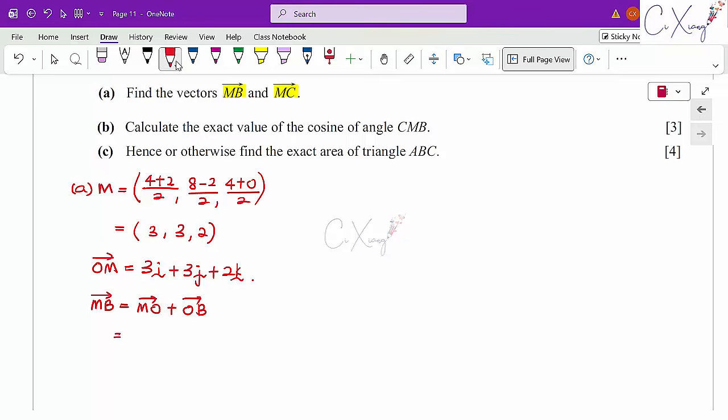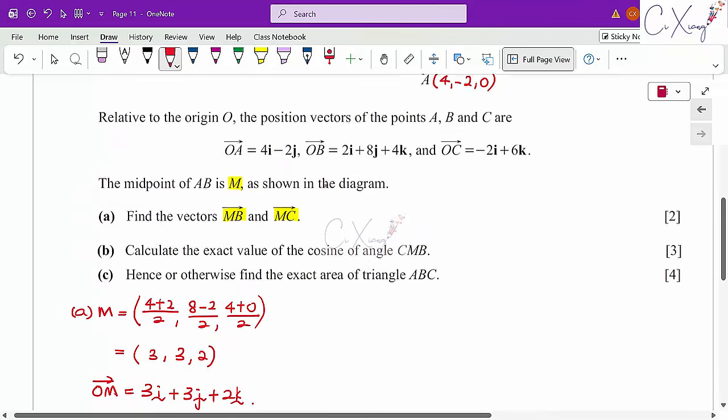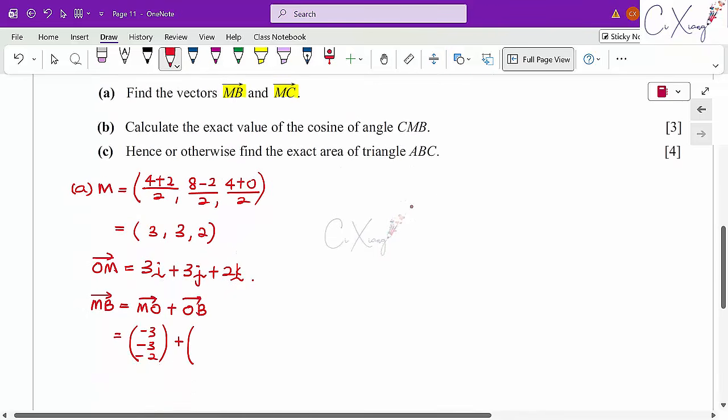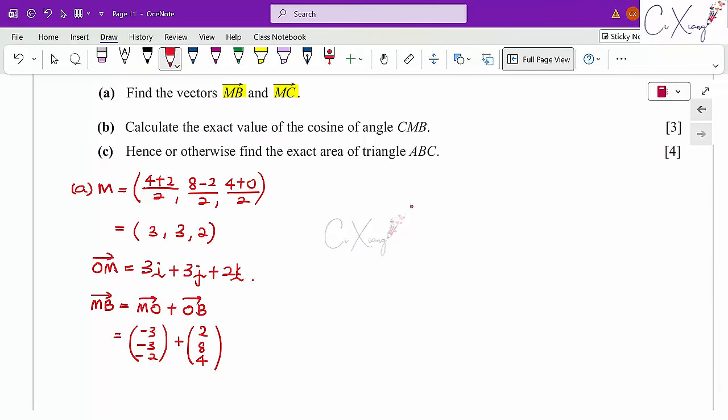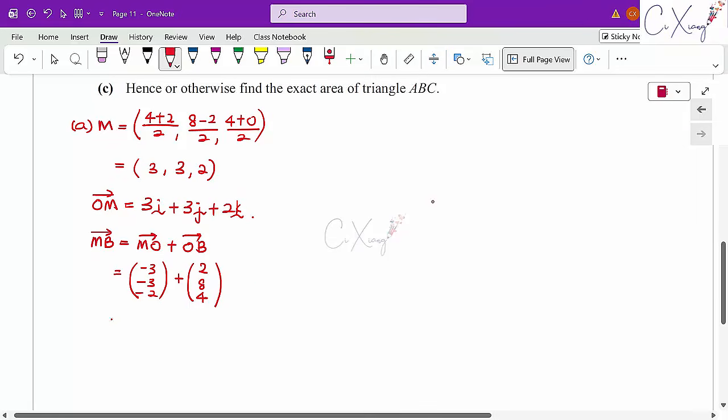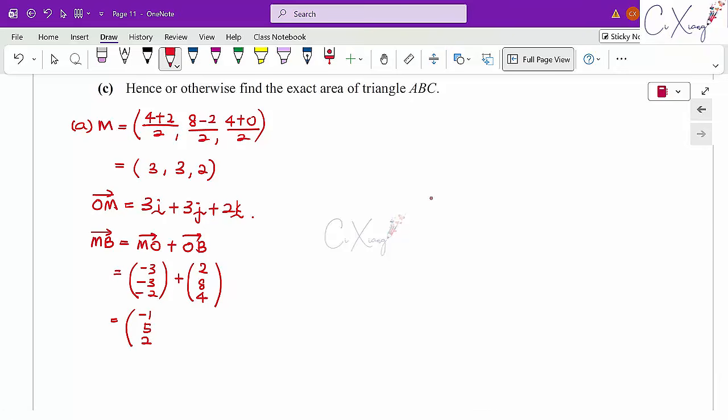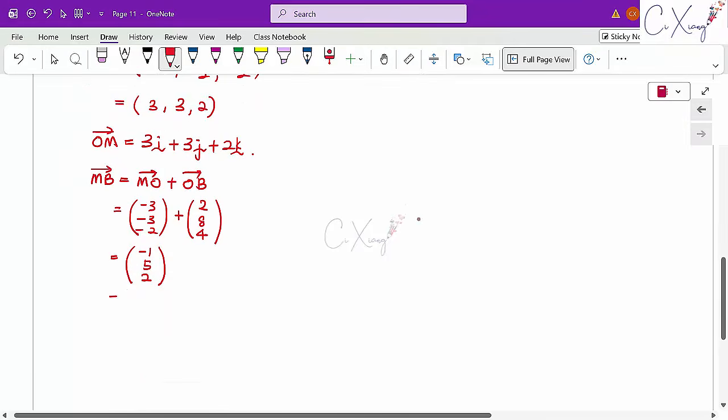Okay, so what's your MO? MO is -3, -3, and also -2. Then what is the OB here? If you have a look at our position vector, it is 2, 8, and 4. Then if you simplify them, you will get -1, 5, and also 2. This is your MB. Alright, then of course, if you want, you can just write it in the ijk form.